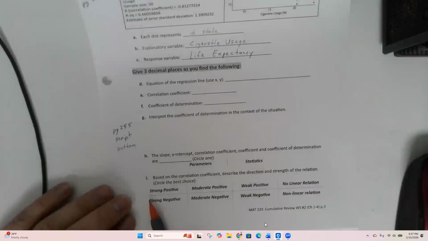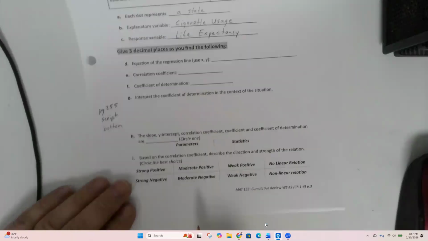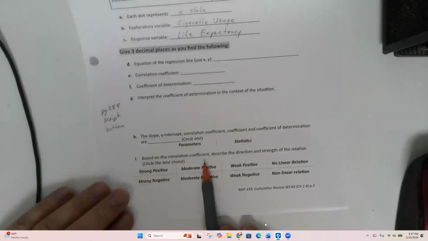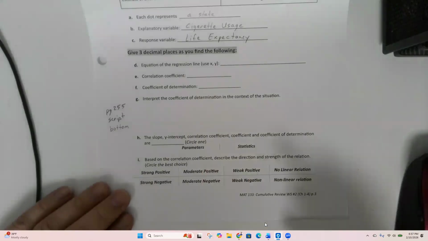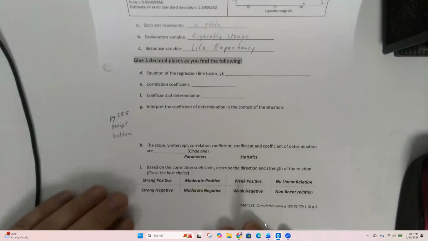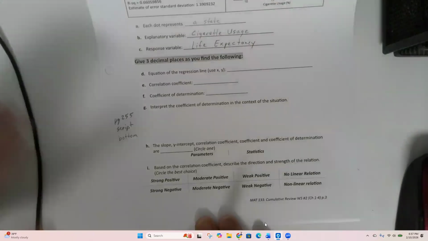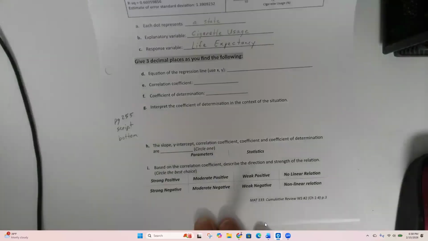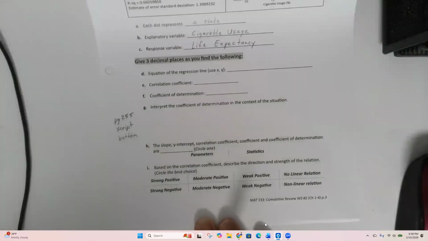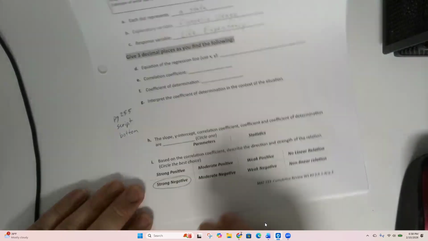All right, so let's do this one. Based on the correlation coefficient, describe the direction and strength of the relation. Moderate positive, strong positive, weak negative. Yeah, you guys got it. Strong negative. Thank you, everybody.